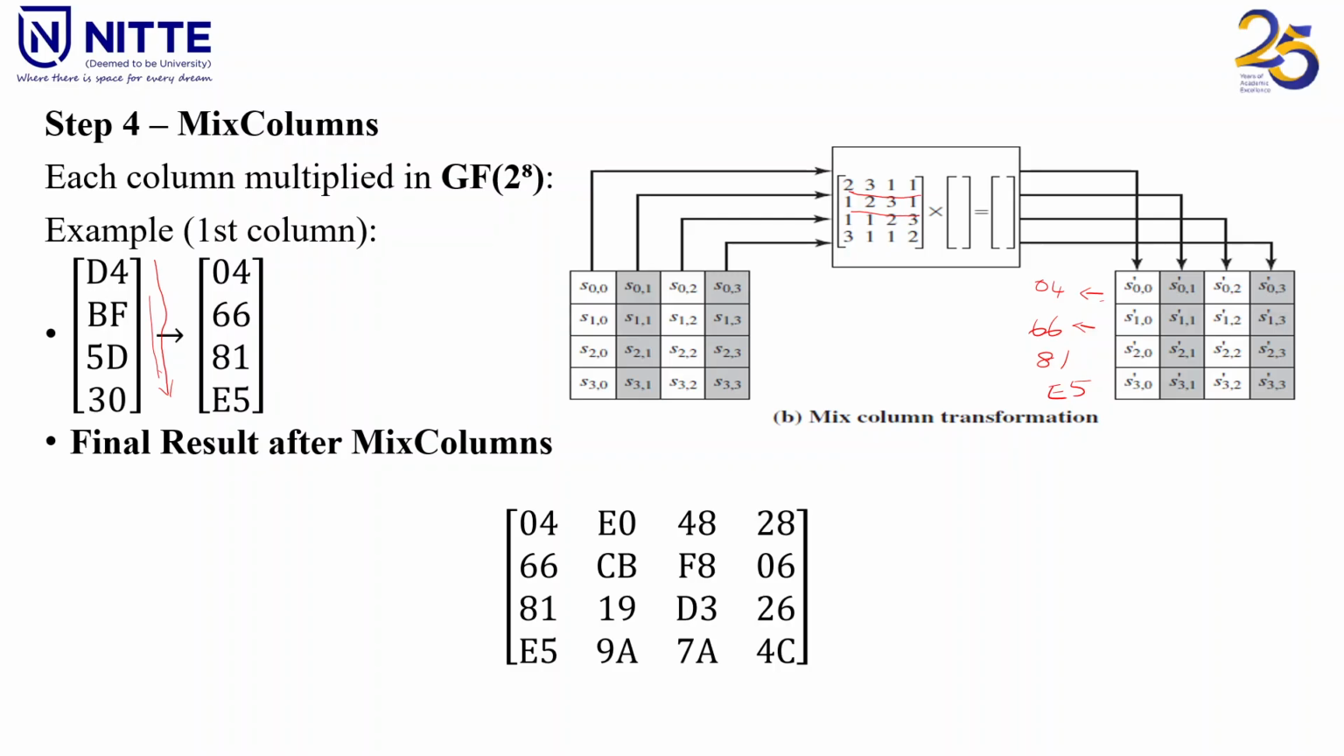Now we see how, with respect to the first element, I am able to get this 04. In this class we try to understand how to get this 04 by multiplying the standard matrix with the first column elements.